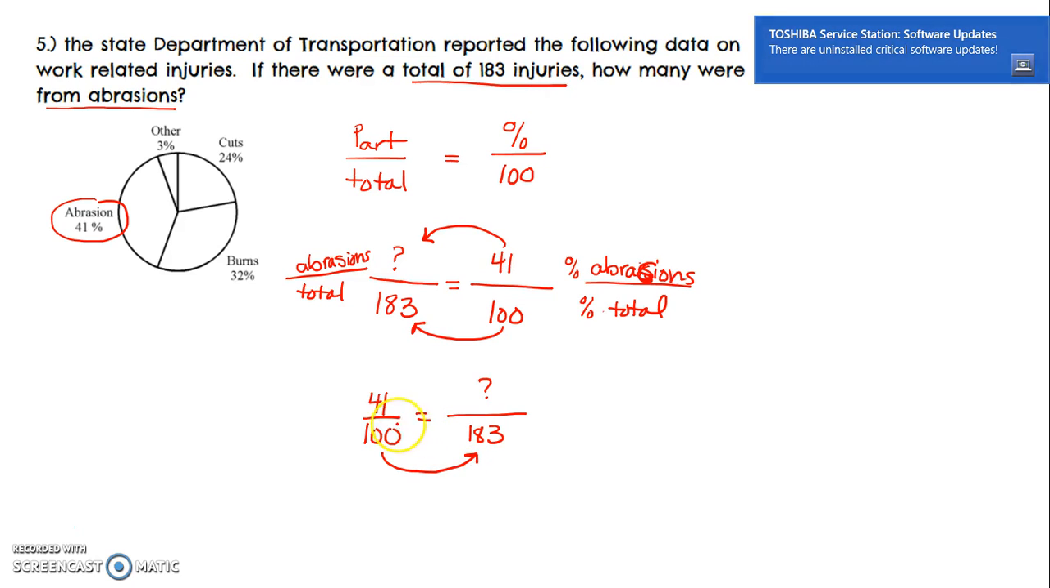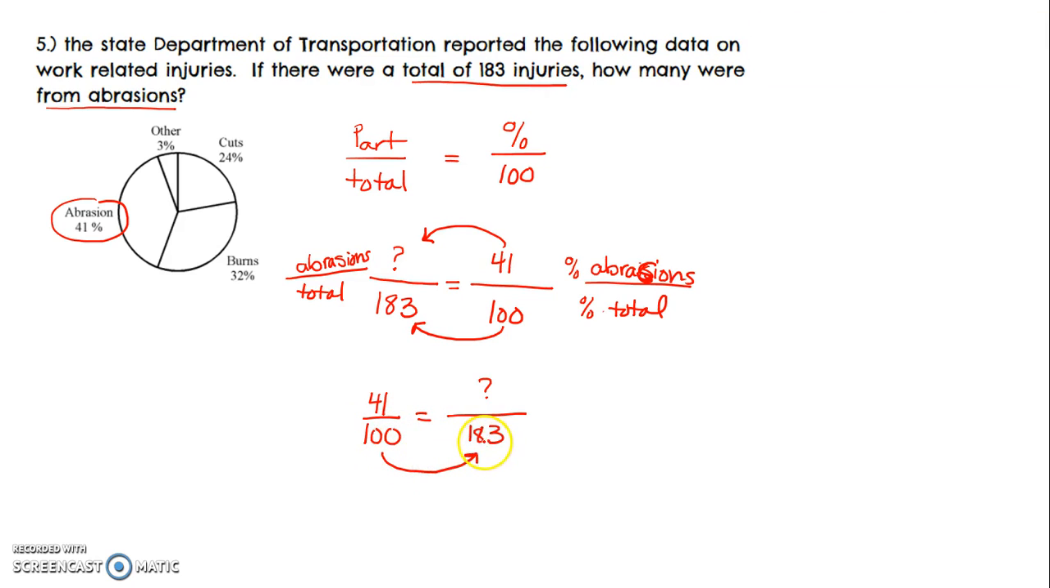Lots of ways to go about this, but I'm going to say 100 times what gets me 183? Well, 100 times 1.83 gets me 183, because if there's 2 zeros here, it would just mean I'd move this decimal point over 2 places. So that's just a quick way that I know to get from 100 to 183. I multiply by 1.83. So guess what? If I'm multiplying the denominator by 1.83, I have to multiply the numerator by 1.83. Oh, goodness. I have to take 1.83 times 41.